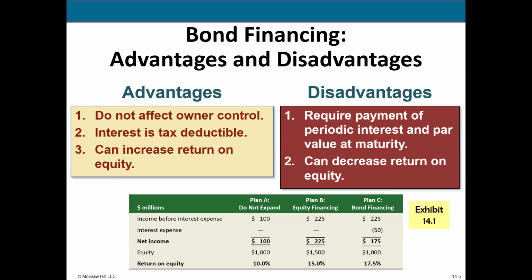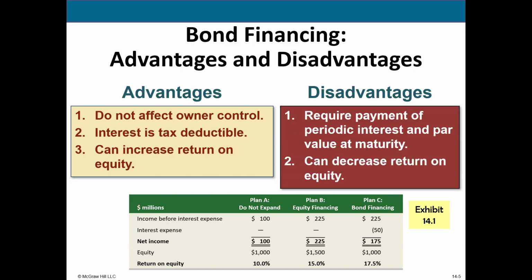So, a couple of advantages of bond financing. They don't affect any ownership control. Just because you hold a bond doesn't mean you're an owner of the company. It doesn't work the same way that stock does. A bondholder is basically a financier of the company, but they don't own the company, so there's no ownership control there. The interest rate is tax deductible. So that's cool, right? The company is able to deduct the interest payments in the company's taxes.